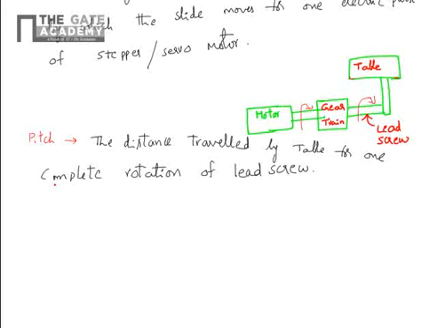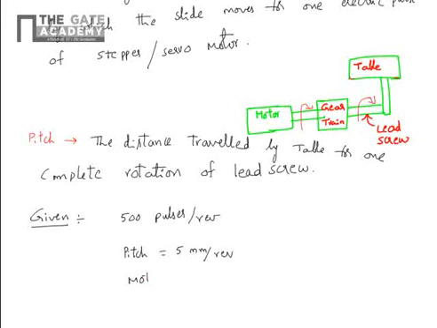A DC servo motor is coupled to a lead screw which drives the table of a CNC machine tool. A digital encoder mounted at the end of the screw emits 500 pulses per revolution. Given this, the pitch is 5 mm per revolution, the motor rotates at 600 rpm, and the gear ratio is 1:1. Calculate the table speed and BLU.